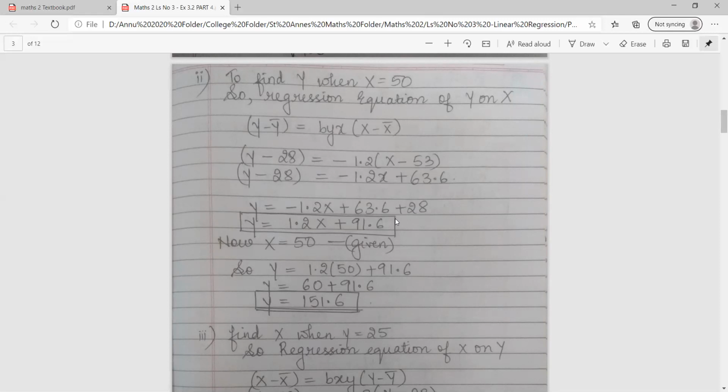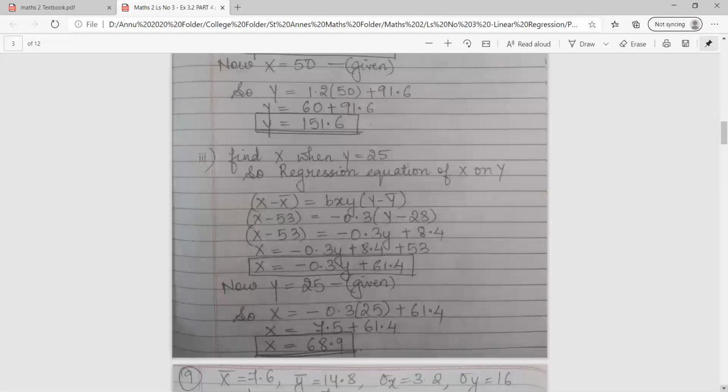Now in that case, x is already given 50 in the question. So you will substitute the value of x as 50 like this. And on adding, you get the final answer to be 151.6. In the similar manner, you will find regression equation of x on y.